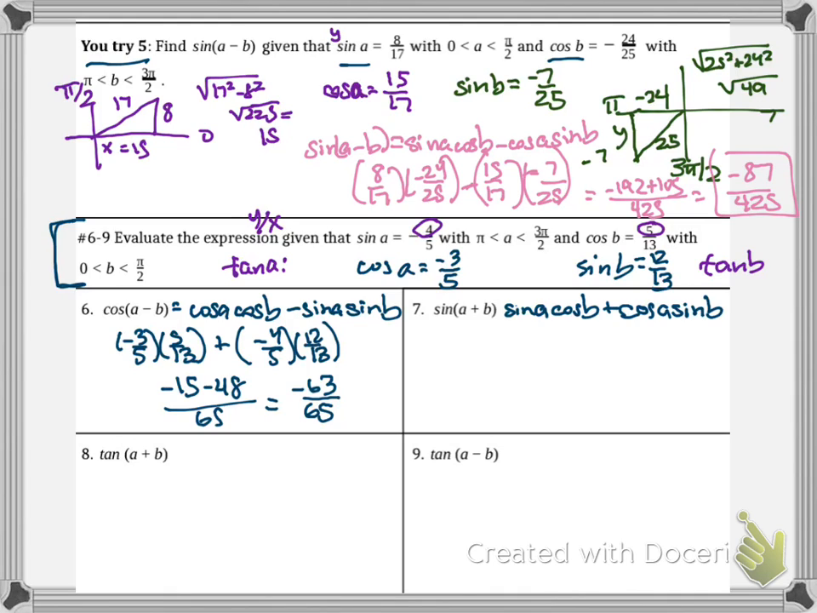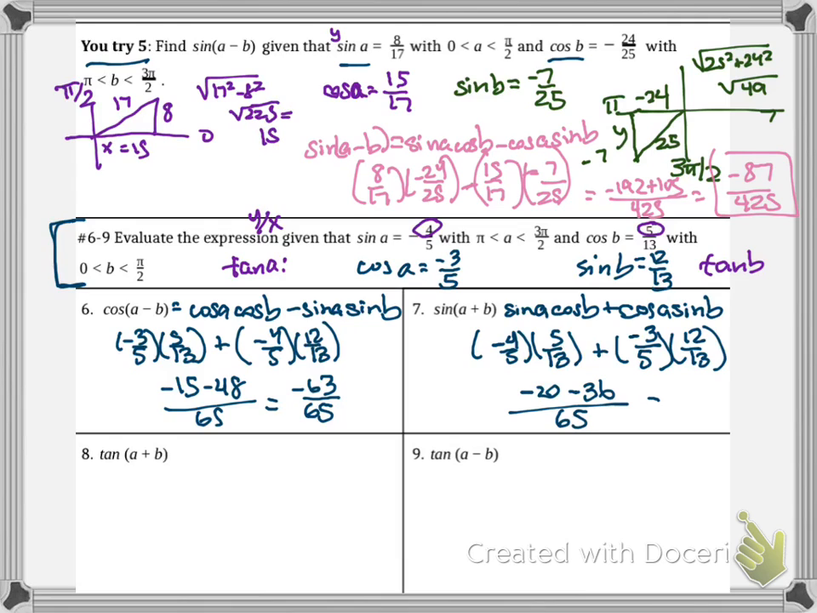And then also sine is first, and then cosine is first in the next one, and then the positive and positive for sine. So if we substitute, sine of A is negative 4/5, cosine of B is 5 over 13, plus cosine of A, which is negative 3/5, times sine of B, which is 12 over 13. So this is negative 20 minus 36 all over 65. So this is negative 56 over 65.